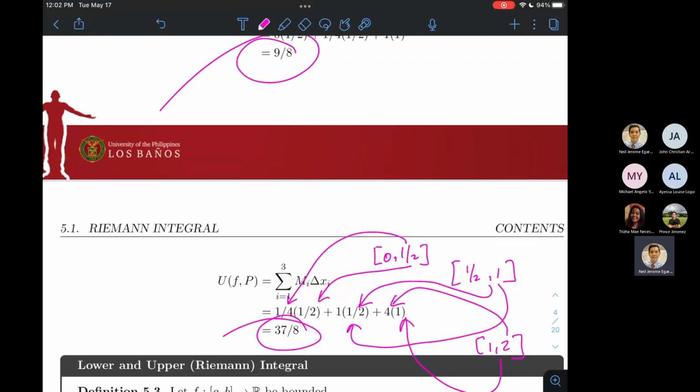Okay? So this is nothing new. I guess you already did something like this in Math 36. Yun nga lang baka left, right, saka midpoint yung ginamit nyo. Dito, kukunin natin yung maximum at saka minimum. Okay?